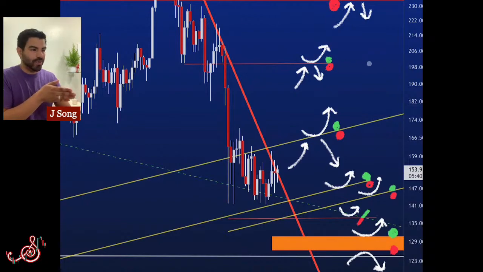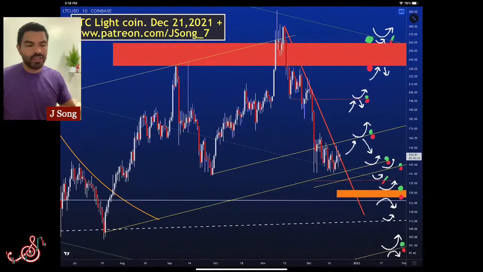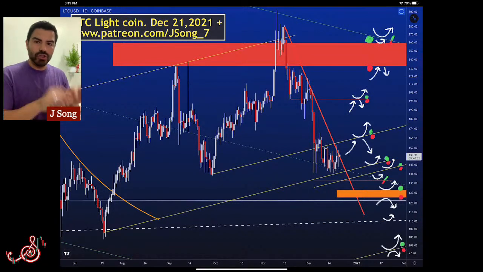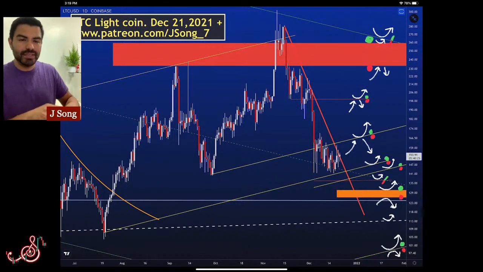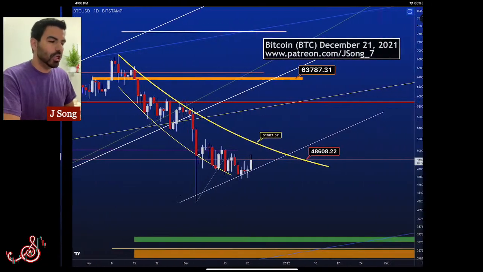Okay, that's about 200 right there. All these charts are going to be available on my website. I'm going to tag them, so you can just type LTC and it'll pull up all my latest LTC charts.